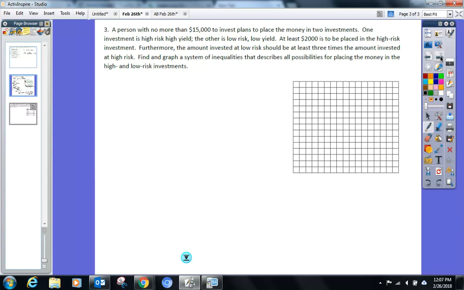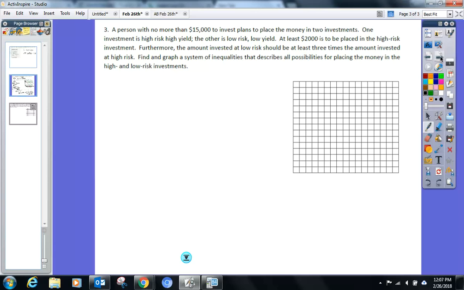Okay. At least 2,000. What's that? All right, stop. At least 2,000. What's that? 2,000 or more, okay? To be placed in the high risk. And then the amount at low risk should be 3 times the amount at high risk. Graph those inequalities and tell me how much money I can put into each.